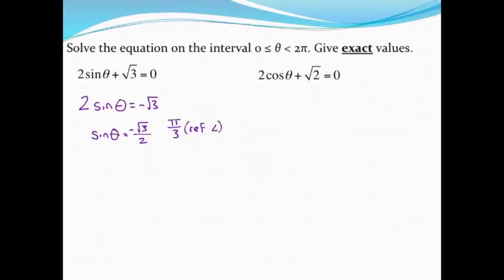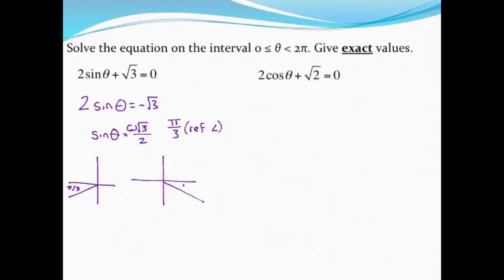And so my reference angle is pi over 3, but I want to figure out the two quadrants where this time sine is negative, because my ratio is a negative value right there. The two quadrants where sine is negative are quadrant 3 as well as quadrant 4. So I'll go ahead and add those in, and then the reference angle is what I really found.